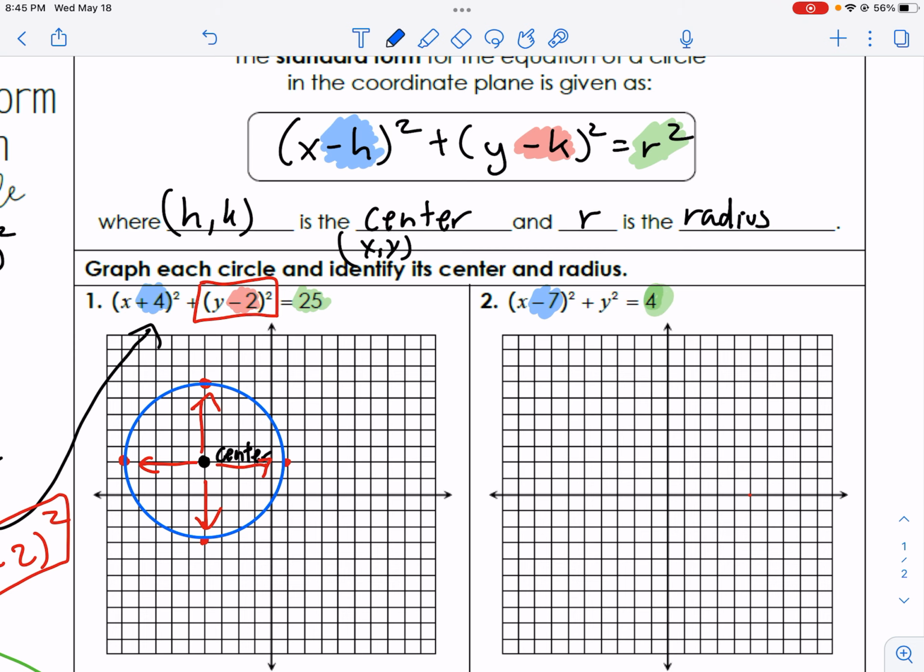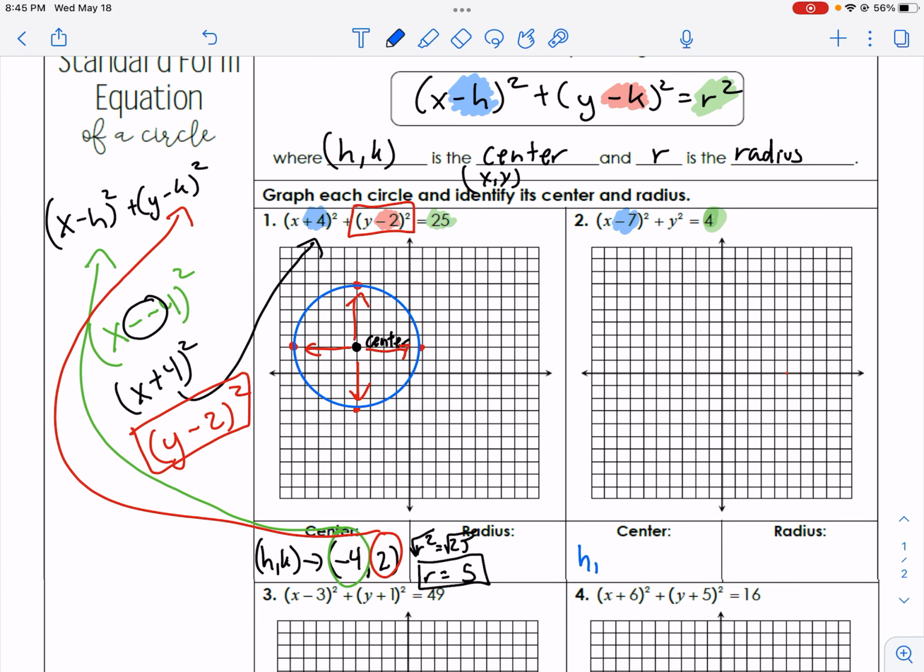So let's go, my h comma k is going to be, so it looks like it's going to be negative 7, but my h value is actually positive 7. And I actually don't have a k value. So if I don't have a k value, that means my k is 0. So my center is at 7 comma 0. Right here. I think that is 7. Yes.